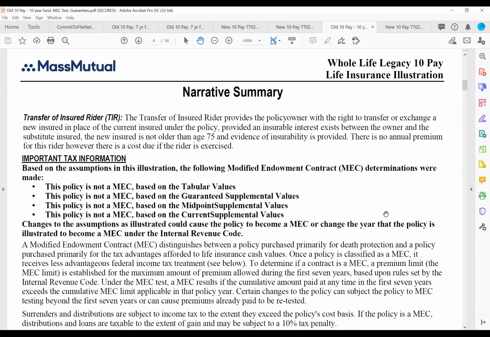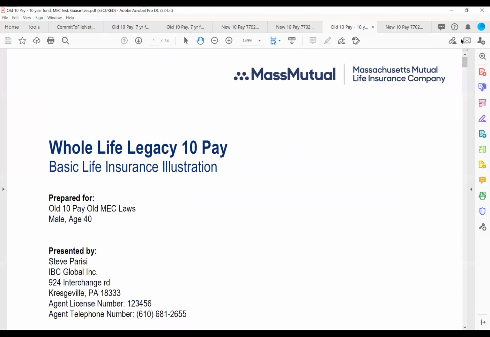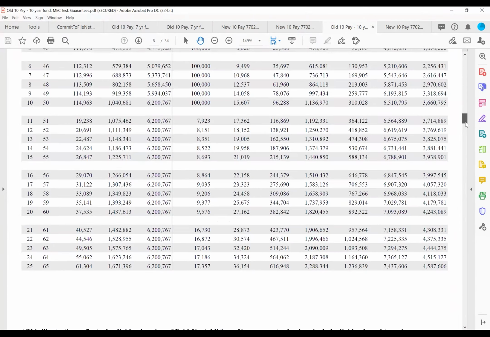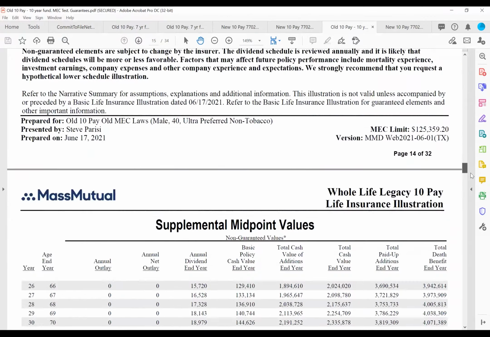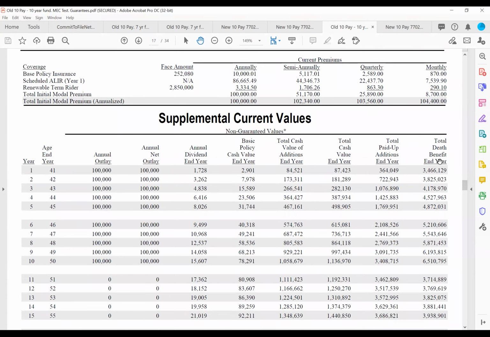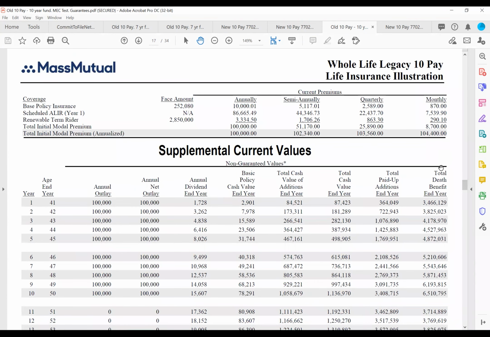What we've got, look at this illustration. Old 10 pay, old MEC limit. If we zip down, a lot of information here. There's the guaranteed values, midpoint values, current values. Okay, so here's what I want to look at if I'm paying money into a life insurance policy. Where is my money going as the consumer? Because when I pay $1 into a policy, I, the consumer, so if you're considering a policy, you can actually choose where your money goes.